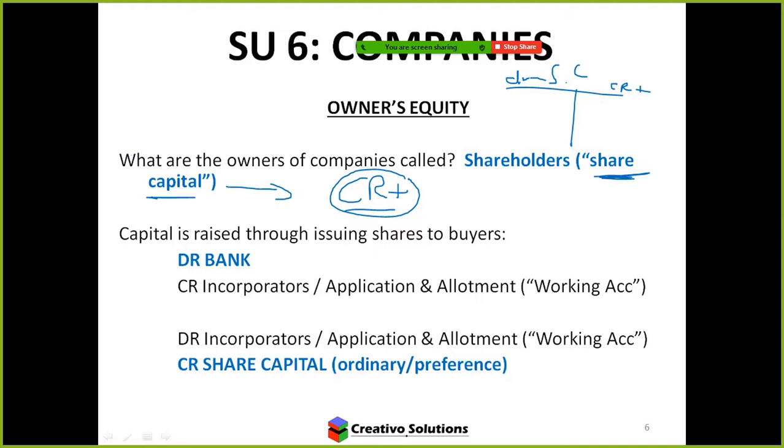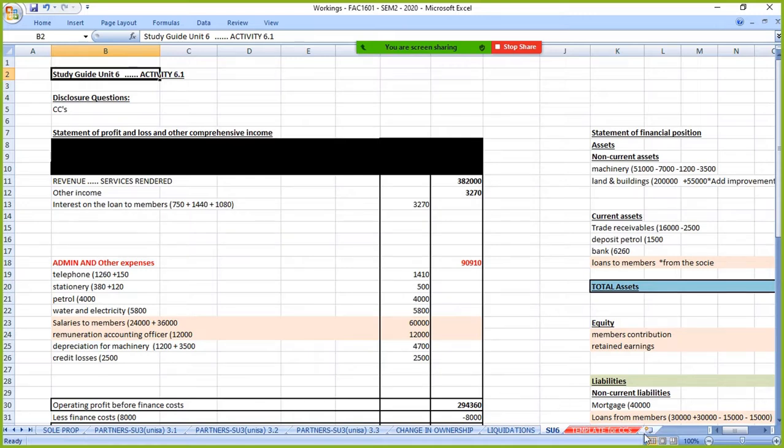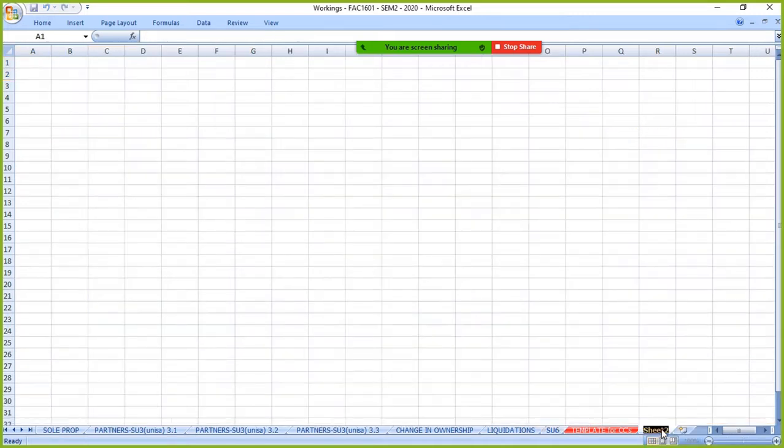Let me go back to our Excel. Let's make another sheet here. Companies. Okay. Just be careful. It's going to get quite big here at the bottom. I think maybe when I do the next section, I'll start a new file.